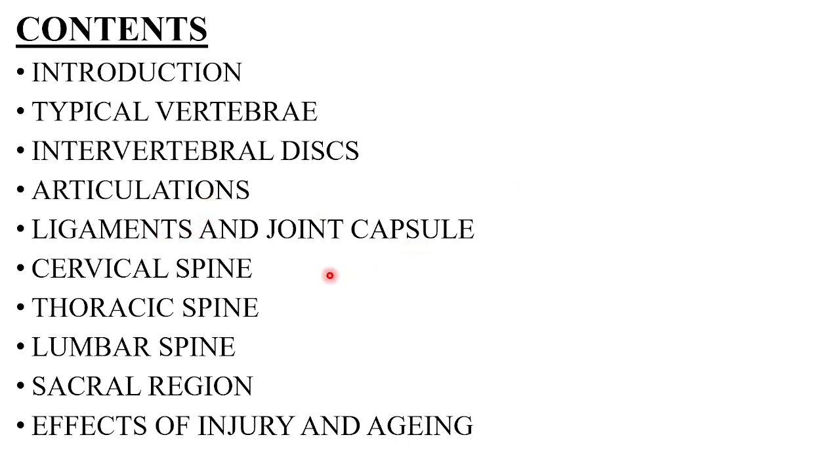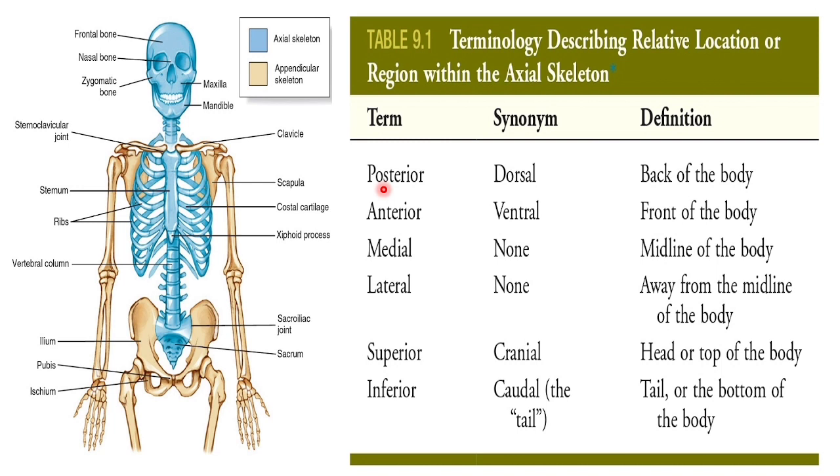and the regional differences, kinetics and kinematics of the cervical spine, kinetics and kinematics of the thoracic spine, kinetics and kinematics of the lumbar spine, and kinetics and kinematics of the sacral region, and the different effects of injuries and of aging on the vertebral column. So coming to the introduction, the basic skeletal system has been classified into two different parts.